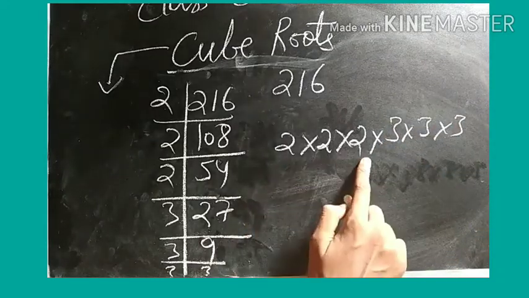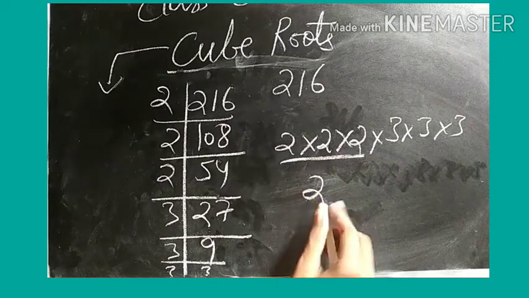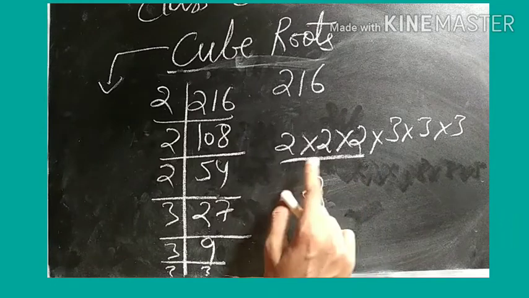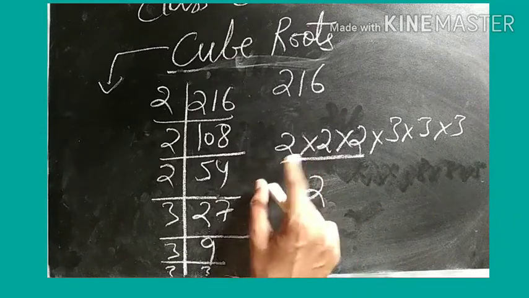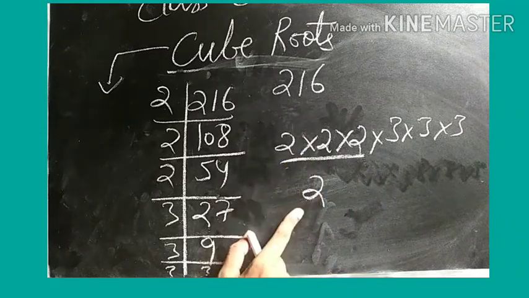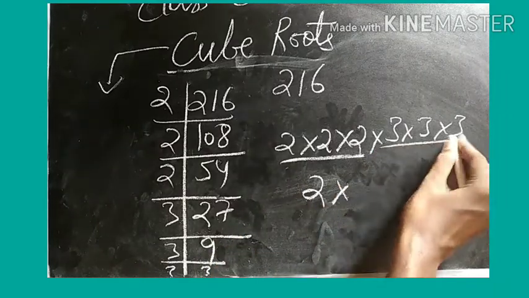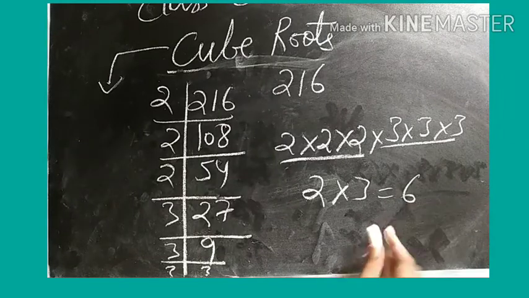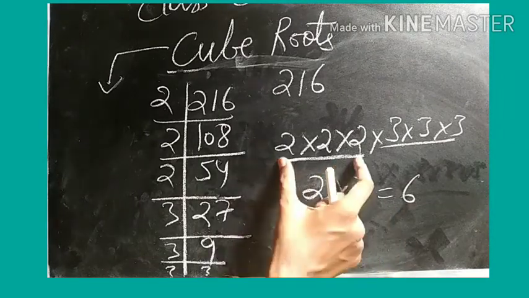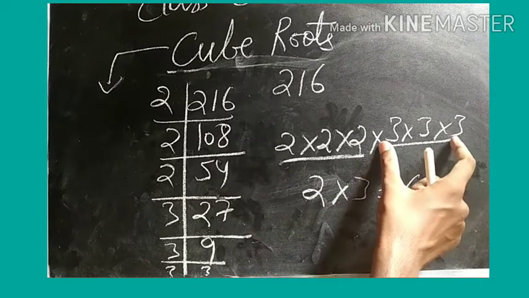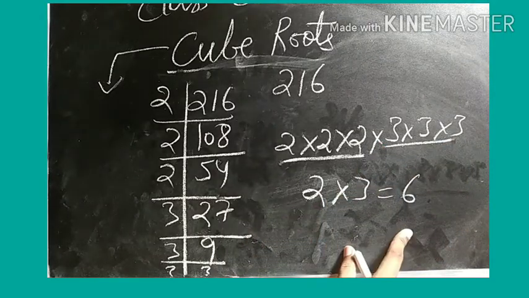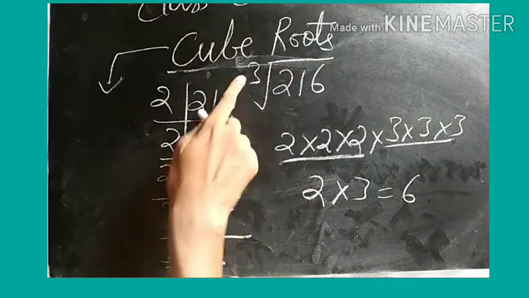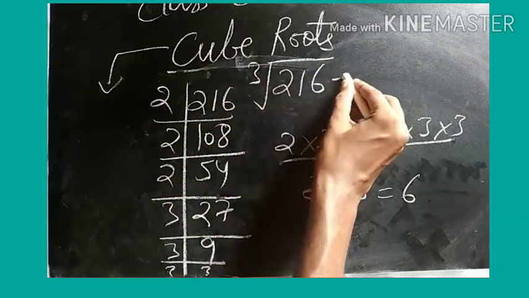Out of these three 2's, we are only going to pick 1. In the same way, out of these three 3's, we take only 1. So 2 times 3 is 6. So the cube root is 6. It is also written like this: this is a root sign, and when you place a 3 on it, it means cube root. So the cube root of 216 is 6.